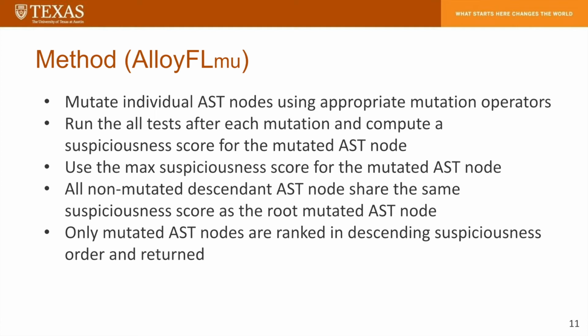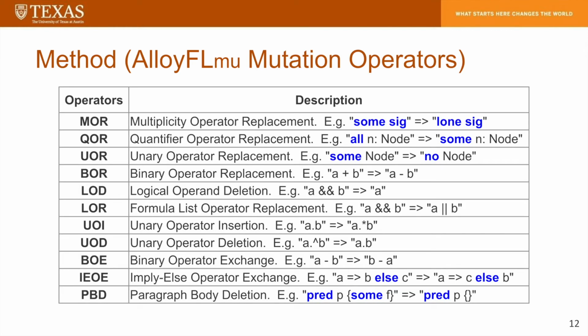If an AST node has multiple mutations, the maximum suspiciousness score will be assigned to that AST node. All non-mutated descendant AST nodes share the same suspiciousness score as the root mutated AST node. The technique only reports mutated AST nodes, and the reported AST nodes are sorted in descending suspiciousness order. This slide shows all the mutation operators defined in our mutation-based localization technique. More details are in the paper.